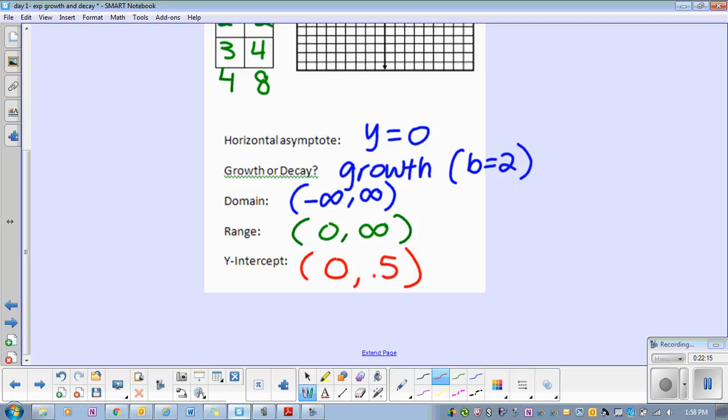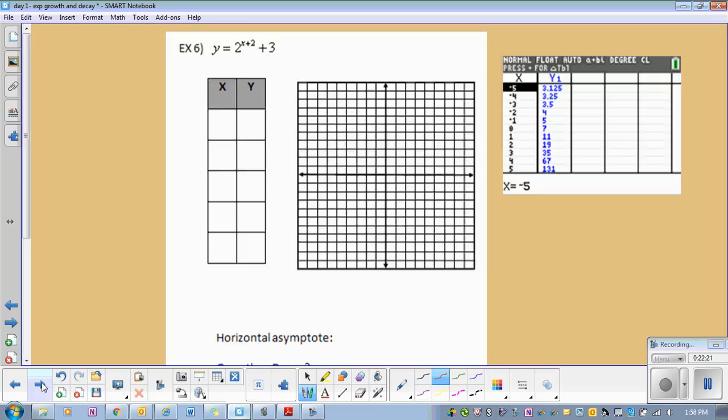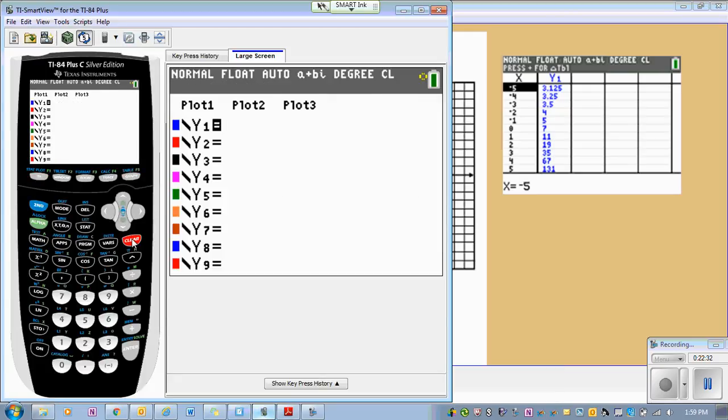So let's try the next one. And actually, you know what? I would like you guys to try this one. I'll put this into the calculator as well. All right. You have to put parentheses around that whole entire exponent. So you would put 2 to the, and you see how in your exponent you have x plus 2? That's what gets parentheses. And the plus 3 goes outside of parentheses, because you're saying it's not included in the exponent.